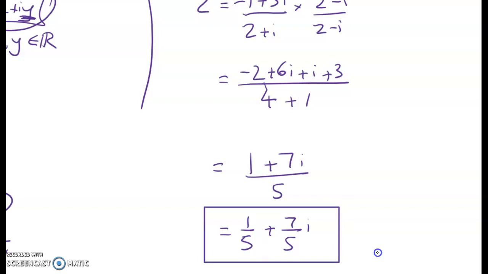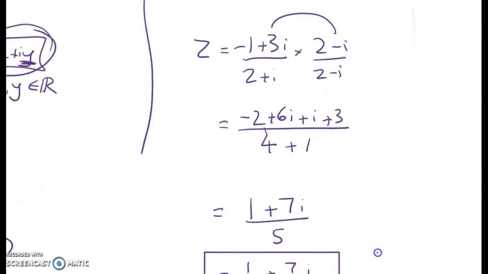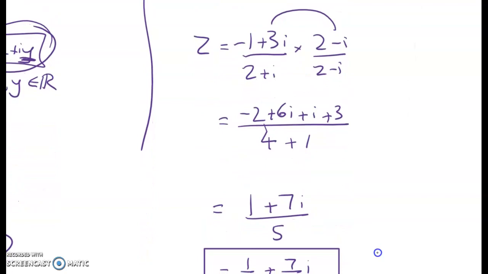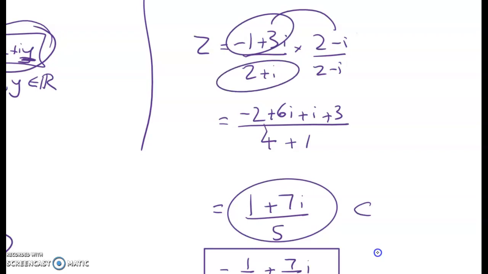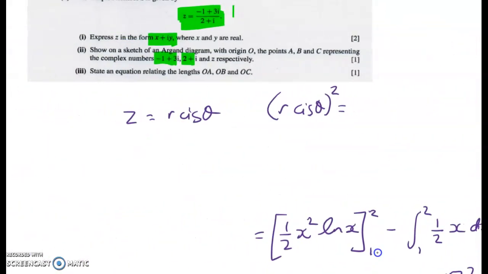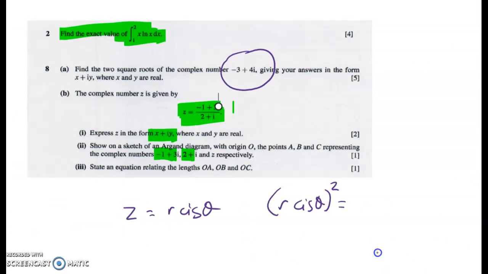Now, the next question looked hard. It wasn't hard. This thing here is C. So this is C. This top line is A, and this next line is B. I'll just go back to the question to show you what we're doing. So, show on a sketch of an Argand diagram with origin O the points A, B, and C. Okay, so A is here, B is here, and C is the whole thing.